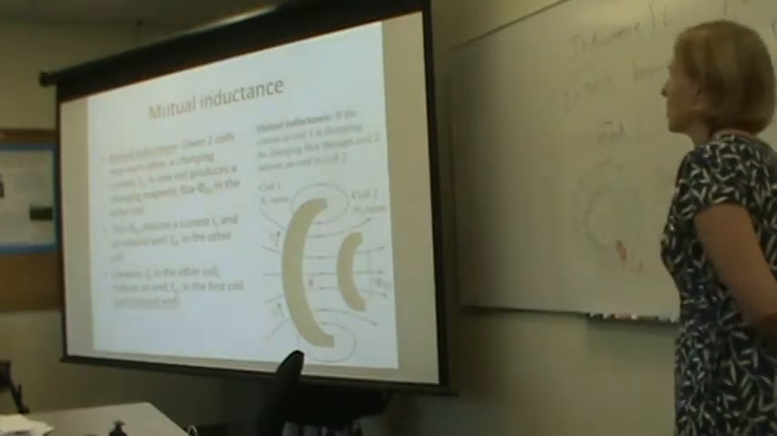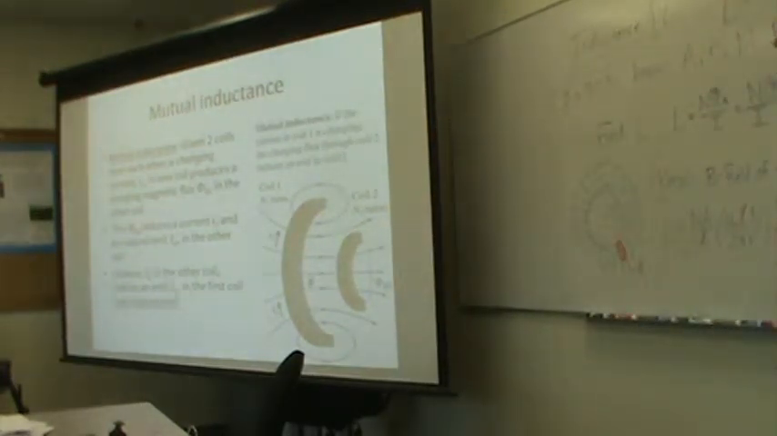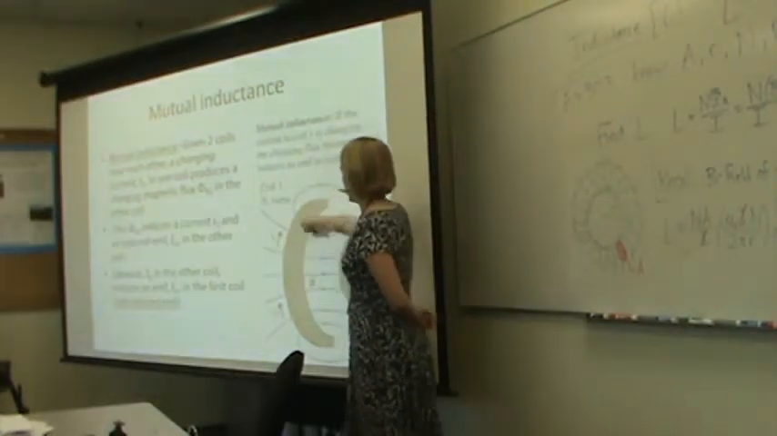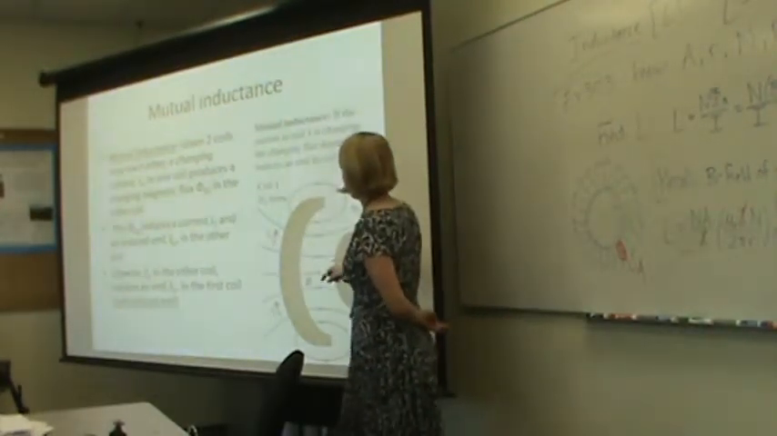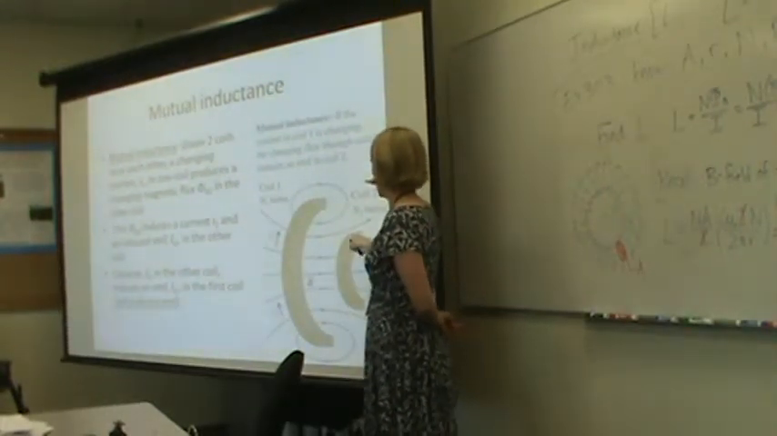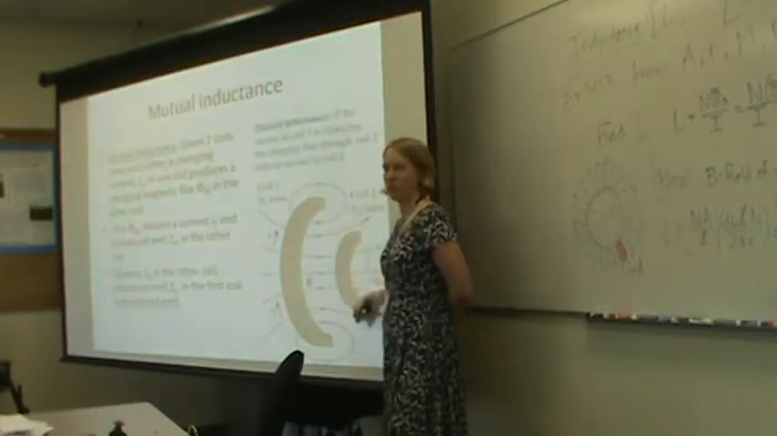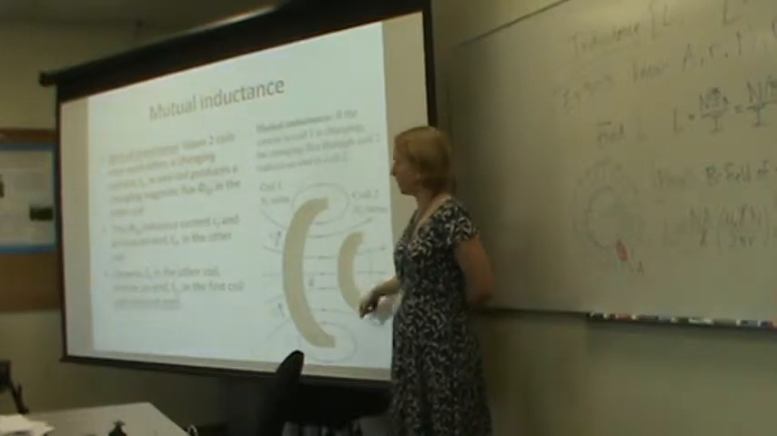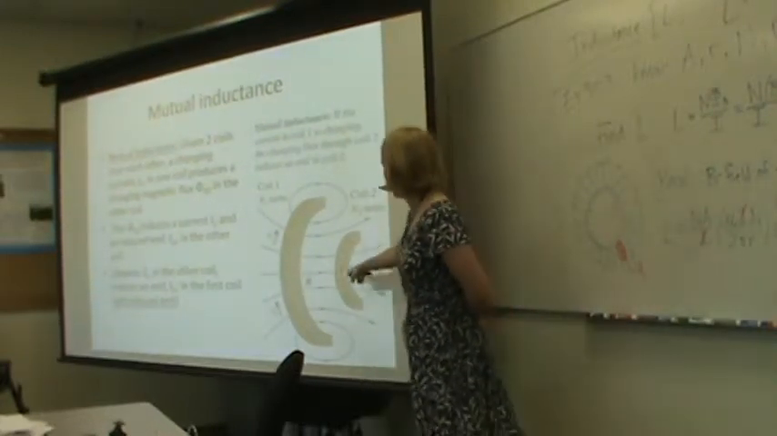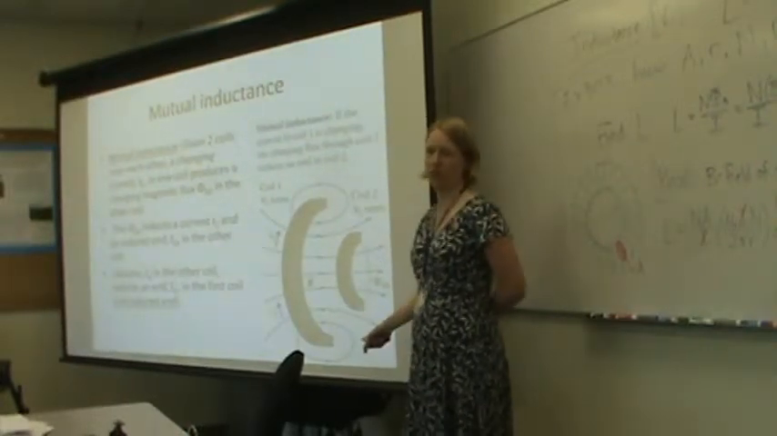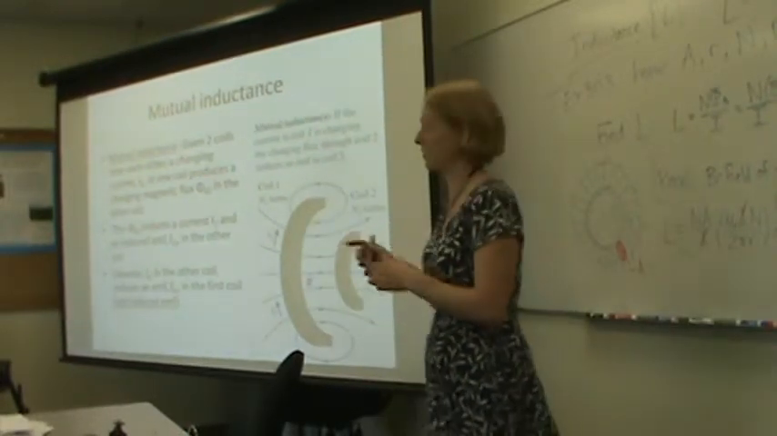Then the changing current in one of the coils will produce a changing magnetic flux in the other coil. So coil 1 has current 1 in it. If that current is changing, the B field that it creates is going to change through this coil. That's going to induce an EMF and an induced current in the second coil. As that B field changes through the second coil, that changes the flux through the second coil. Flux is the number of B field lines going through it.